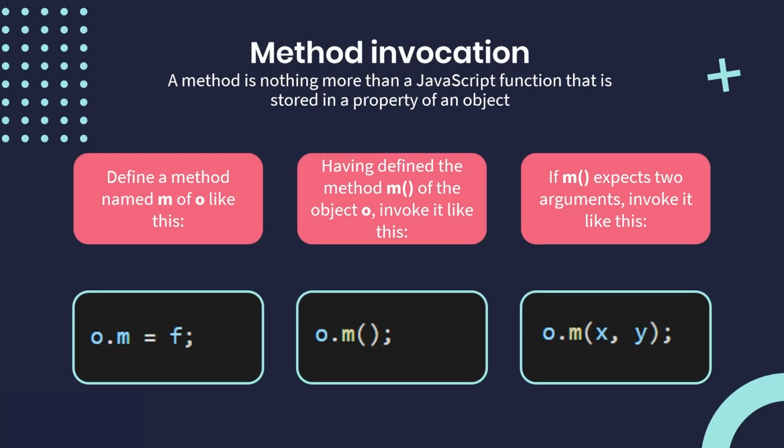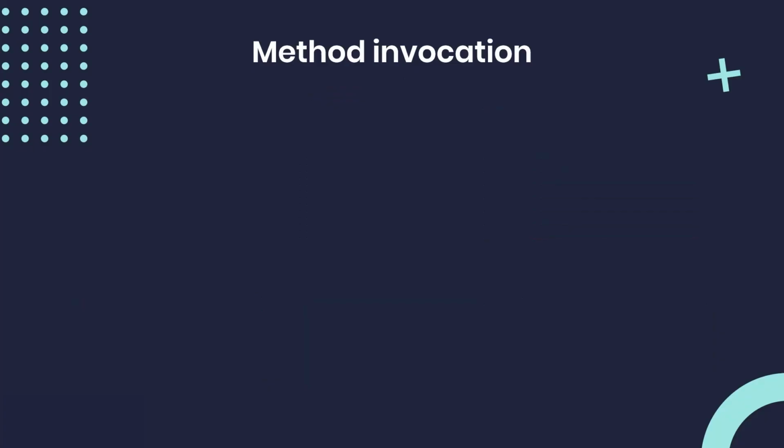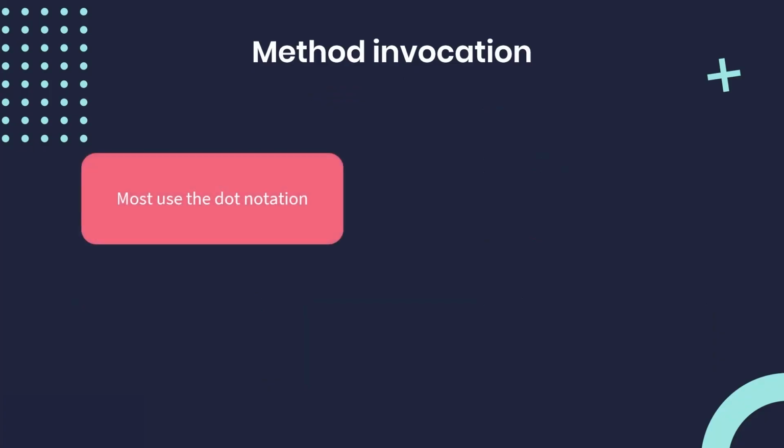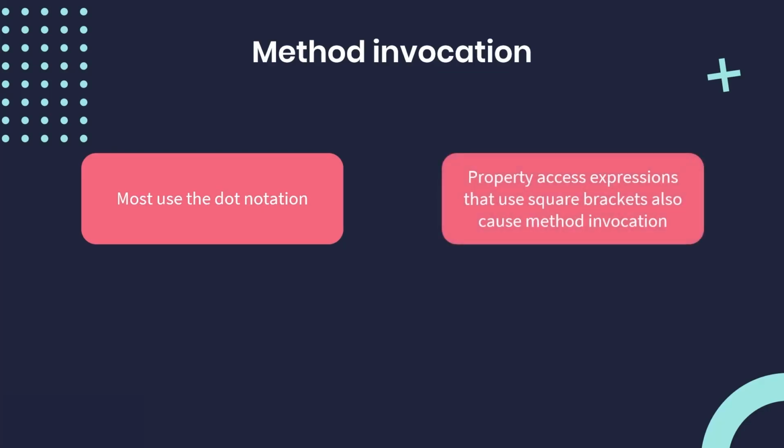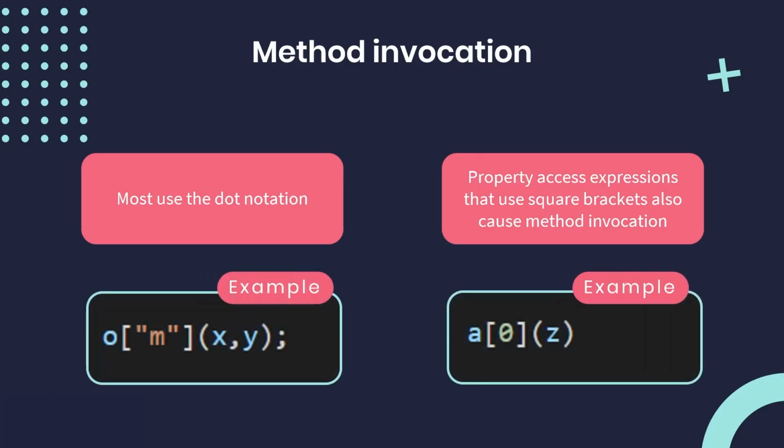The function expression is itself a property access expression, and this means that the function is invoked as a method rather than a regular function. Most method invocations use the dot notation for property access, but property access expressions that use square brackets also cause method invocation. The following are both examples of method invocation.